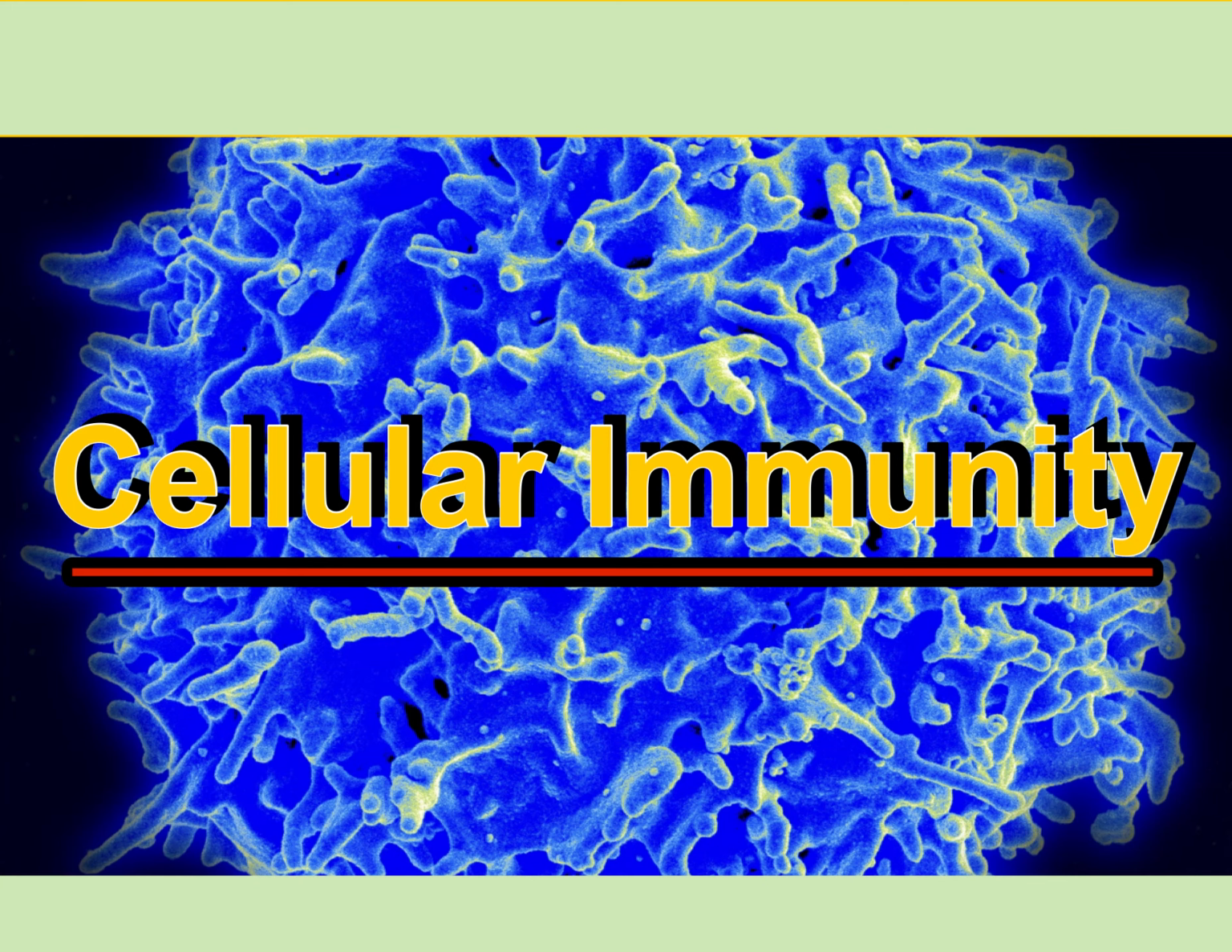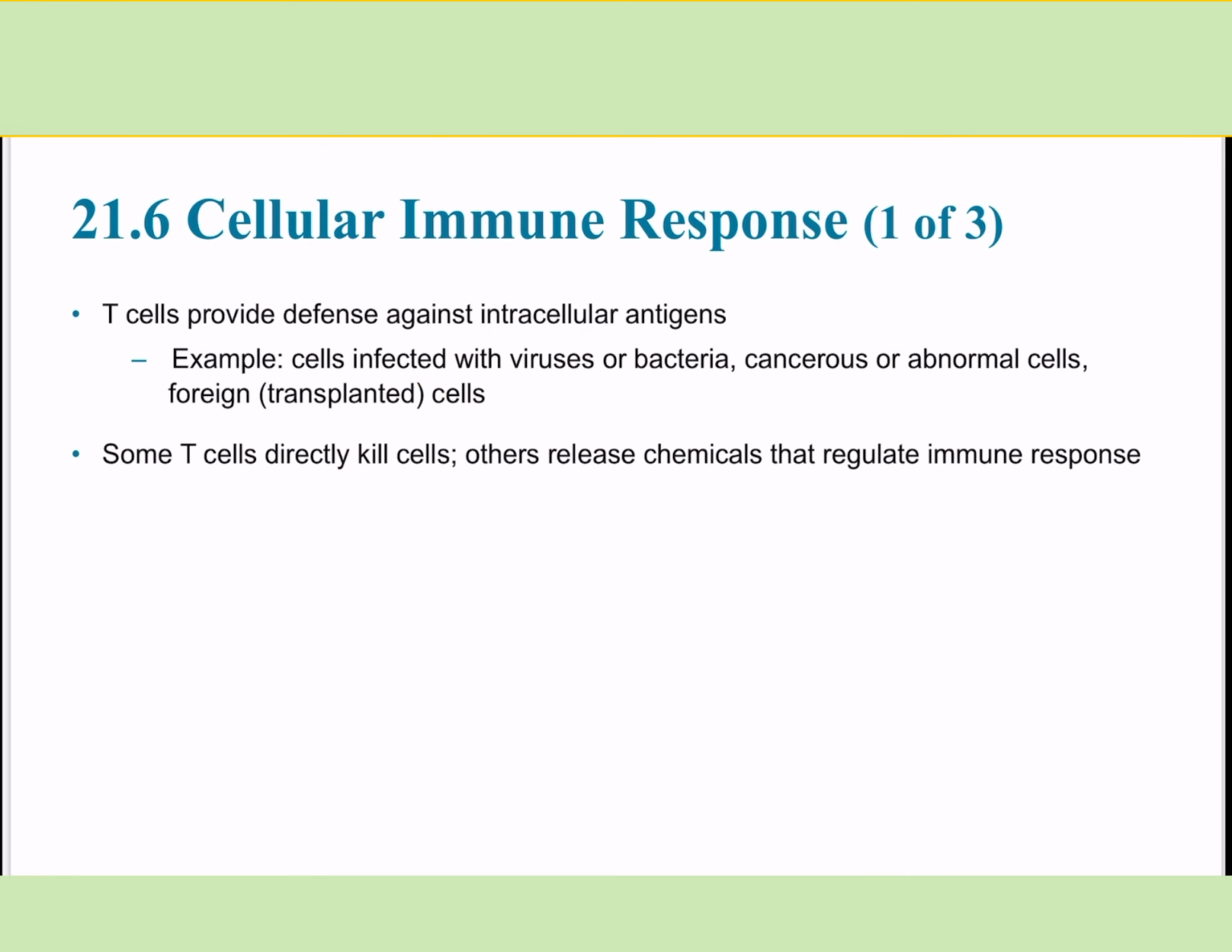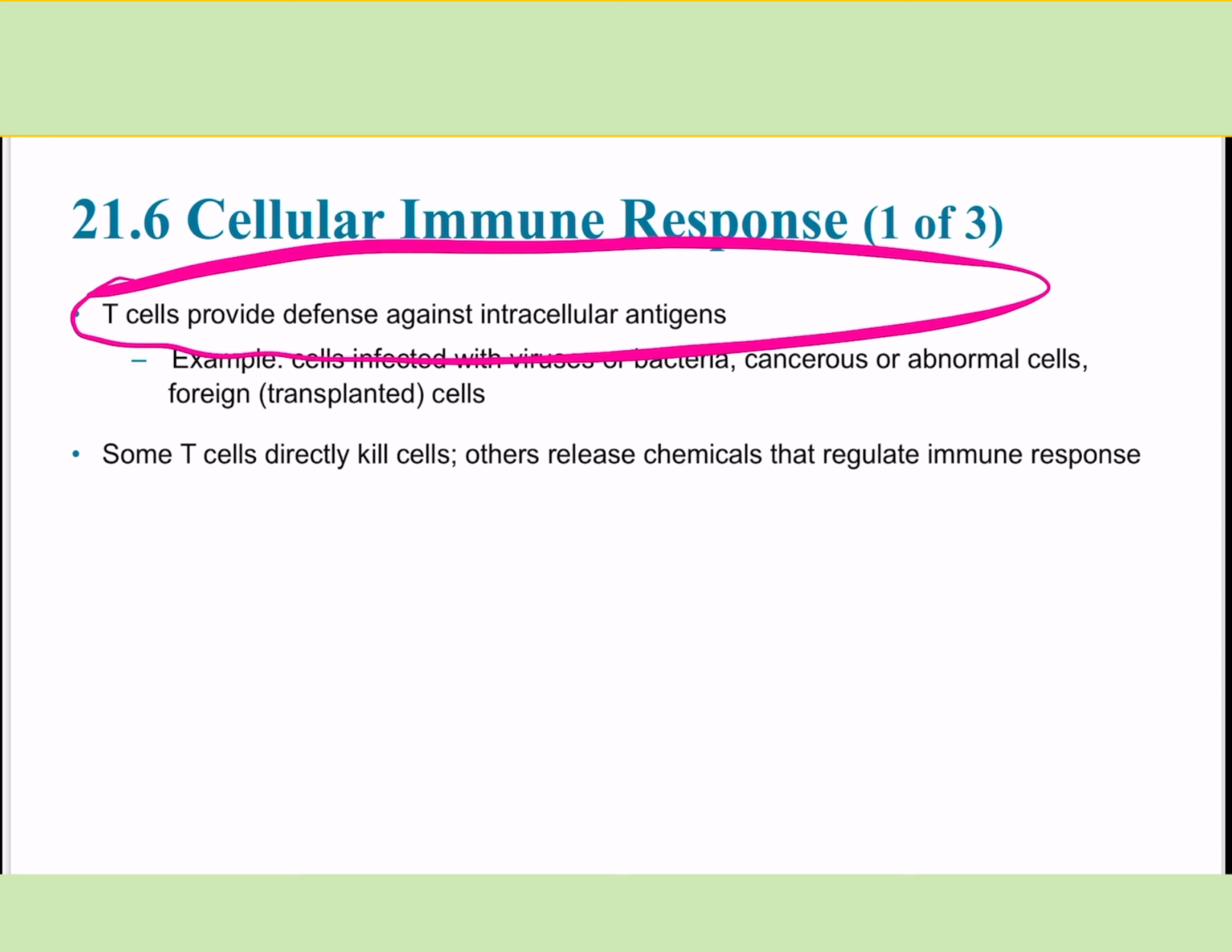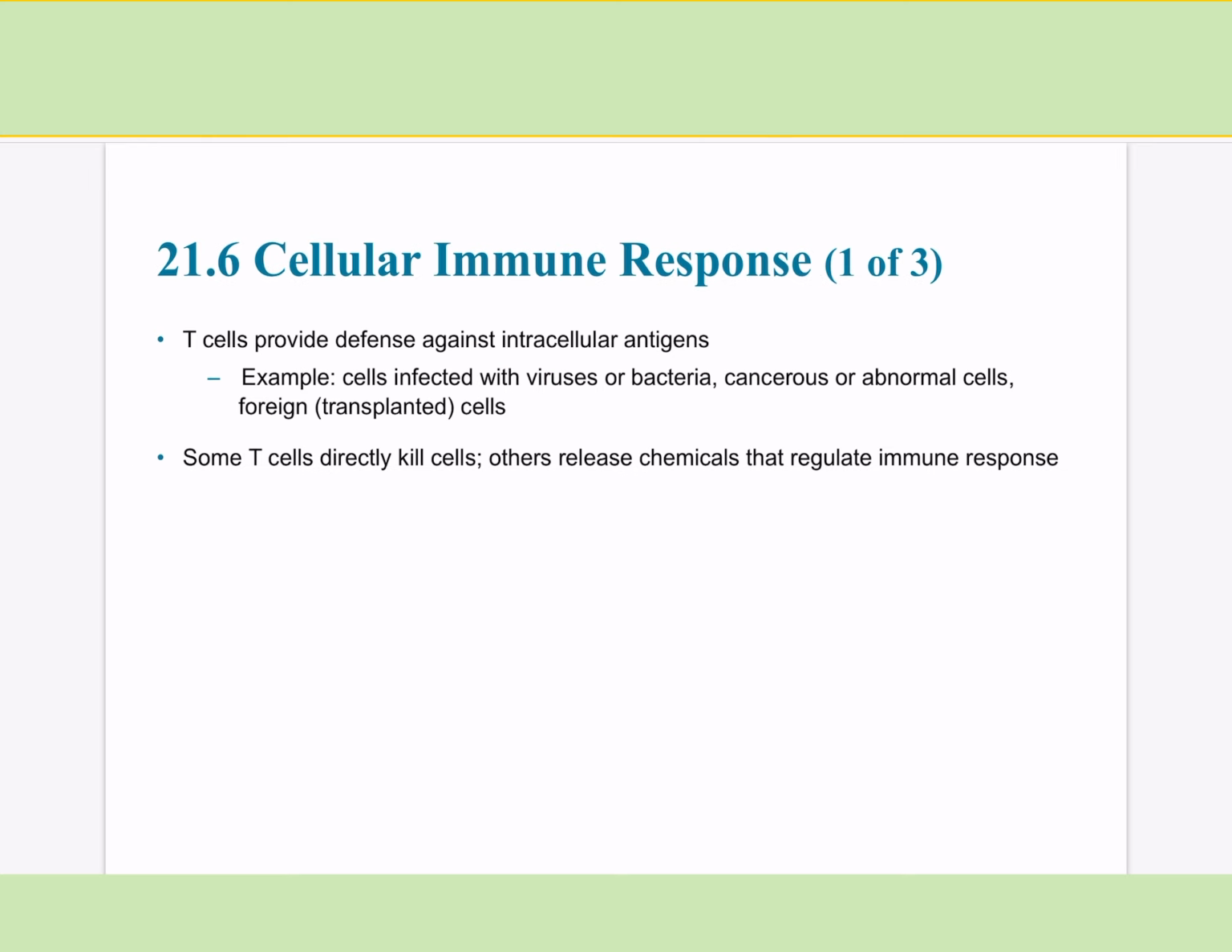In this video, we're going to have a look at the cellular immune response. Now, this is really the land of T cells and B cells and what they do. So let's start by talking about T cells and really what are T cells doing for us? They're the ones that are looking at cells that are infected with viruses, bacteria, cancerous cells, abnormal cells, or transplanted cells.